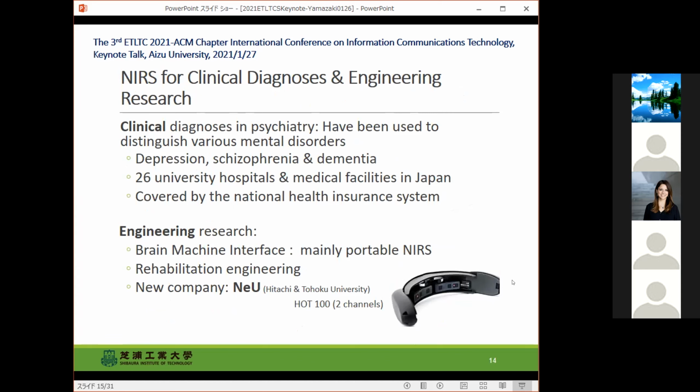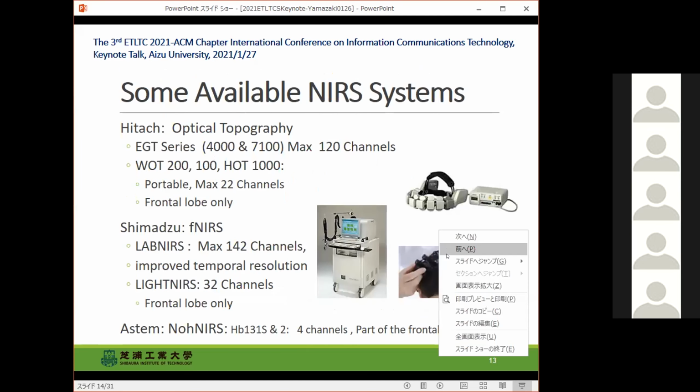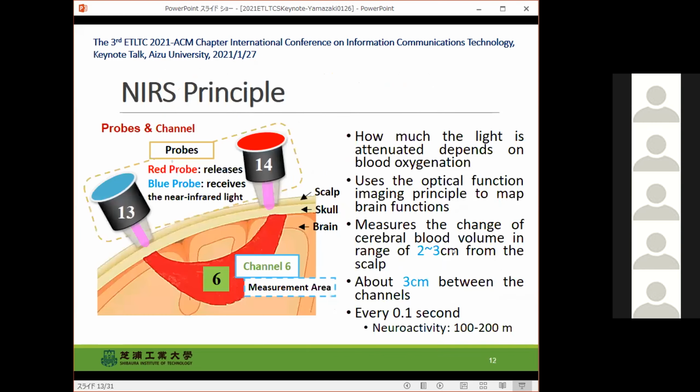Now there's a new company, a venture company by Hitachi and Tohoku University. It now sells this two-channel NIRS system, which is very handy and much cheaper. We own two of them for communication research. It's very good. And the big ones, these ones now use, I'm sorry.